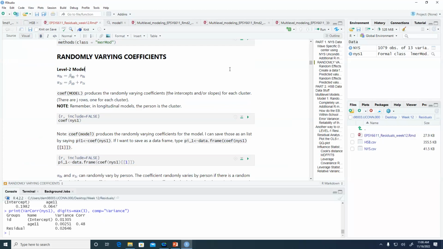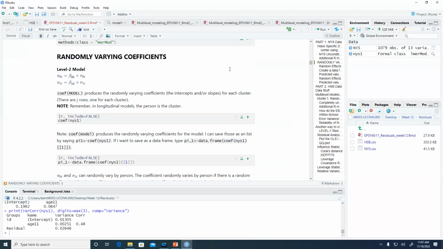I could be like, well, maybe how fast people grow predicts where they are in 5th grade or something in terms of reading or whatever. So I can actually create these for each person, and I can then save them. So if I use the command coef model, that's just going to give me the randomly varying coefficients for the intercepts and slopes for each cluster. And in this case person, because it's longitudinal, right?